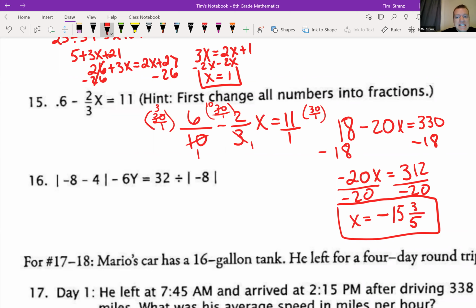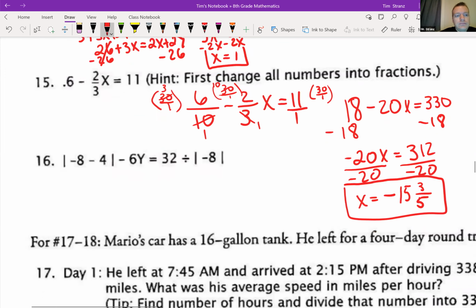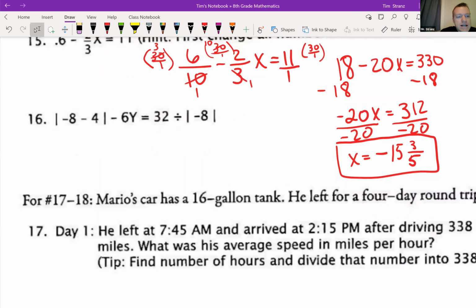Okay, number 16. Remember, these lines right here, these are not parentheses. These are absolute value. So we have a negative 8 minus 4, which would normally give you a negative 12. But since you got absolute value, it's a positive 12. So it's going to be a positive 12 minus 6y equals 32 divided by, again, a positive 8 since there's absolute value. 32 divided by a positive 8 is 4.